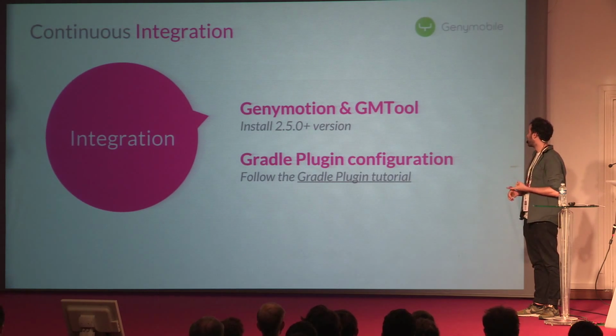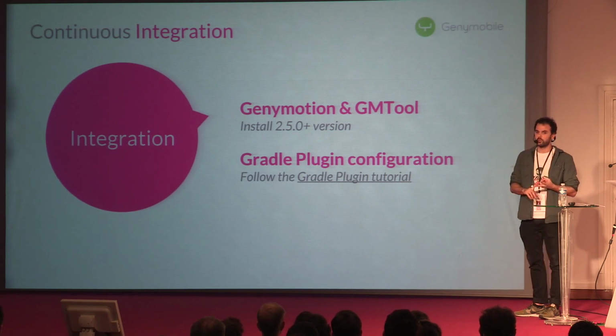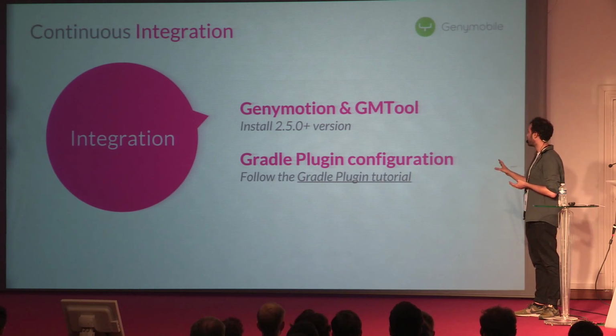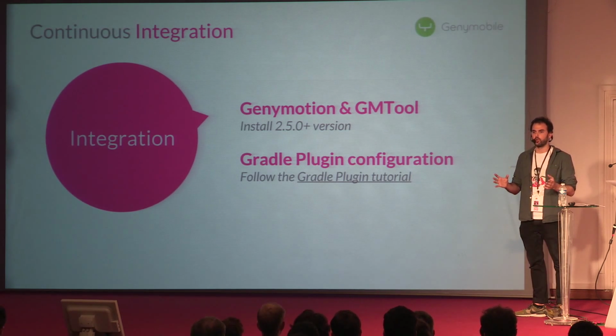Then you need the latest version of Genymotion, so 2.5.0 plus, GM tool, a business license, and the Gradle plugin configured properly in your app.